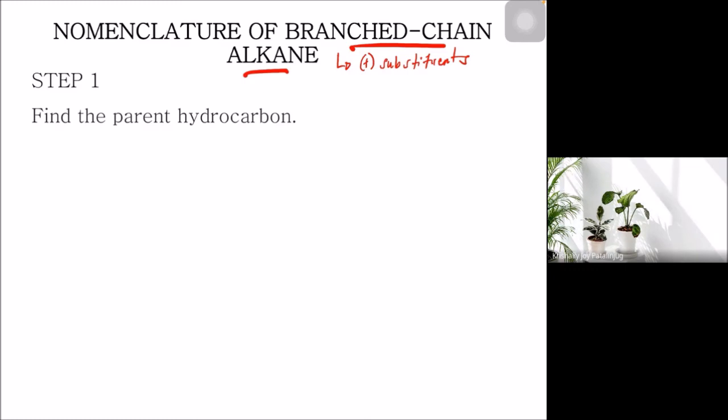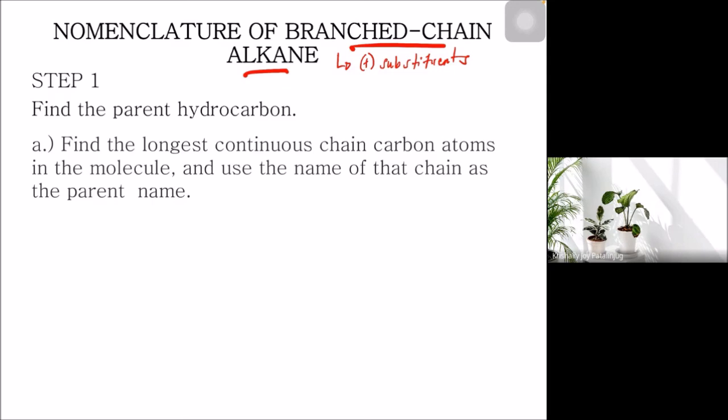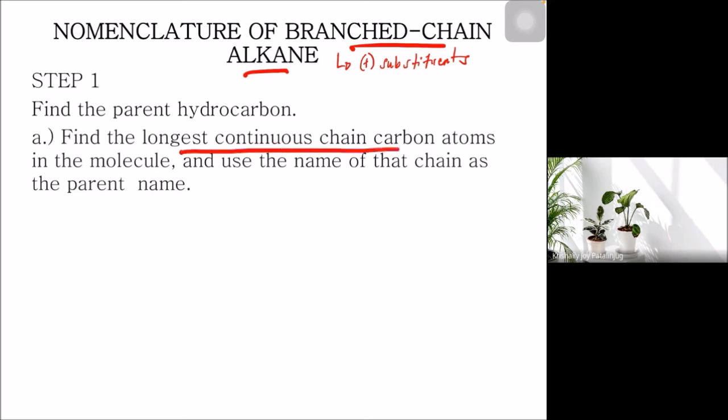the first thing to do is find the parent hydrocarbon. How do we find the parent carbon? Take note, the parent carbon is the longest continuous chain of carbon. We are talking here about the nomenclature of branched chain alkanes, so keep in mind that what you will see in the structure is a chain of carbon single bonds. Carbon single bonded to carbon only, no other atoms. Okay?